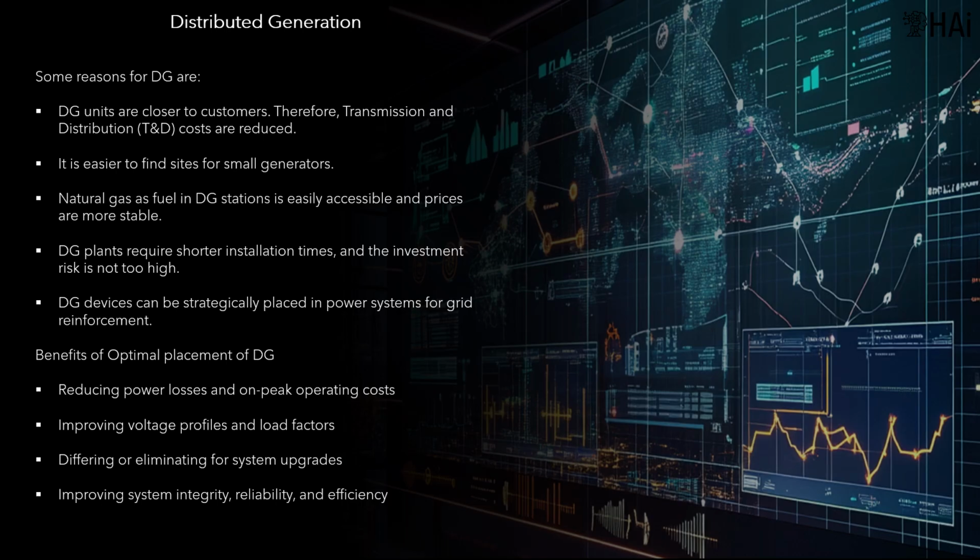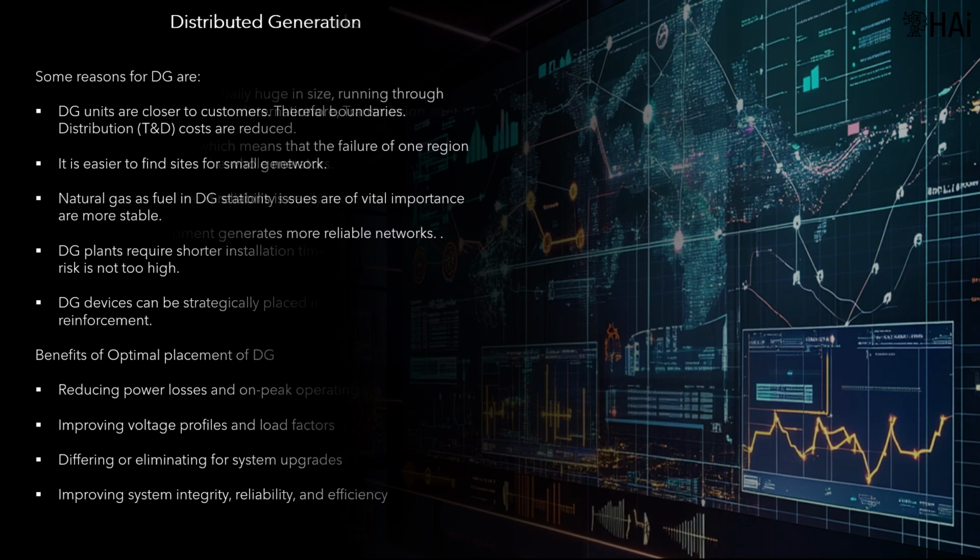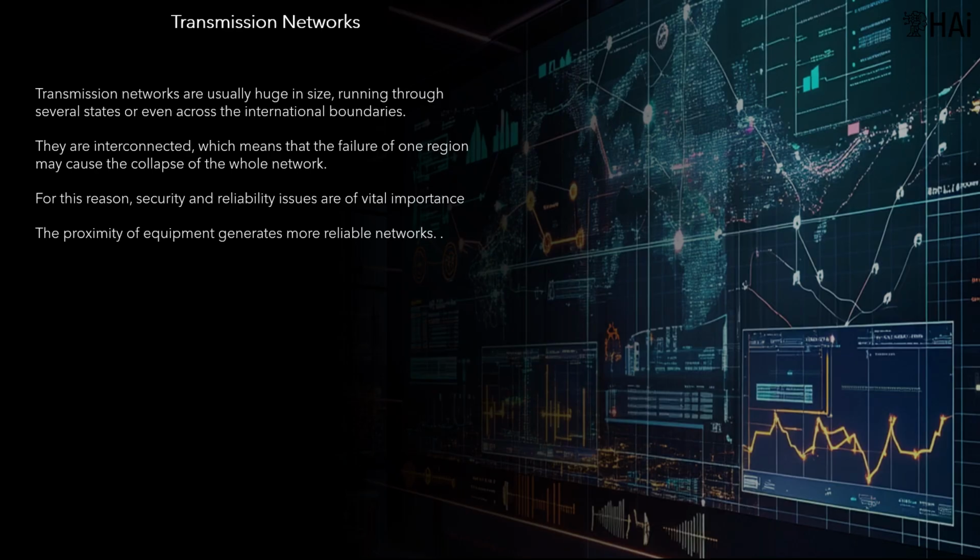Benefits of optimal placement of DG: reducing power losses and on-peak operating costs, improving voltage profiles and load factors, deferring or eliminating system upgrades, improving system integrity, reliability, and efficiency. Transmission networks are usually huge in size, running through several states or even across international boundaries. They are interconnected, which means that the failure of one region may cause the collapse of the whole network. For this reason, security and reliability issues are of vital importance. The proximity of equipment generates more reliable networks.